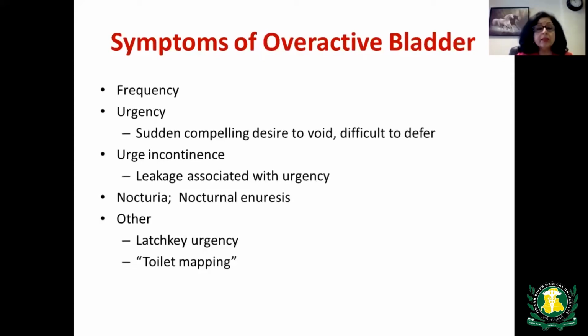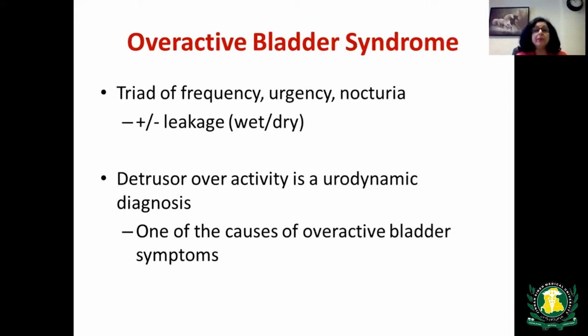And latchkey urgency is that a woman has got a sudden compelling desire to void, and she's outside the house. She puts the key in the door and leaks because she doesn't have enough time to make it to the toilet. Even if they are in a social setup or something like that. So overactive bladder syndrome is a triad of frequency, urgency, nocturia, or sometimes it could be plus minus leakage.